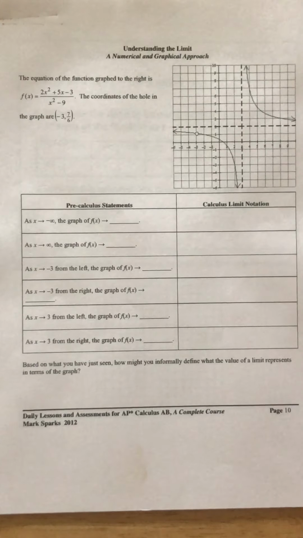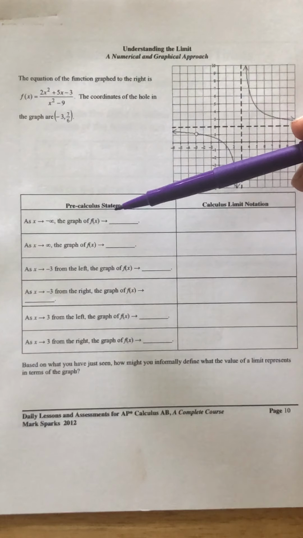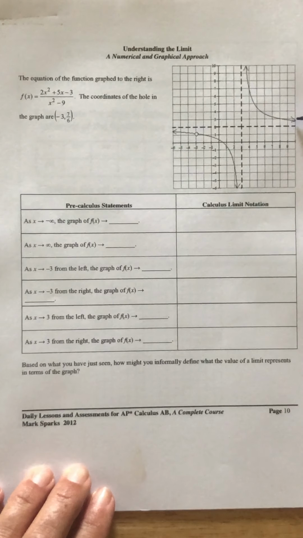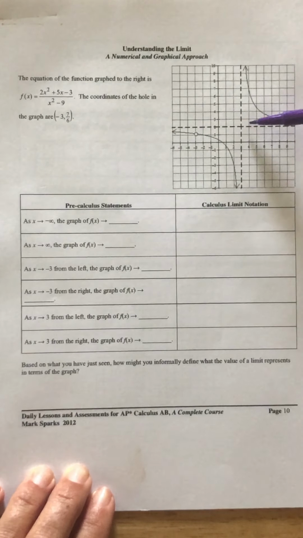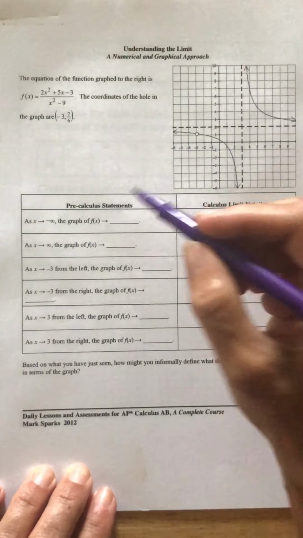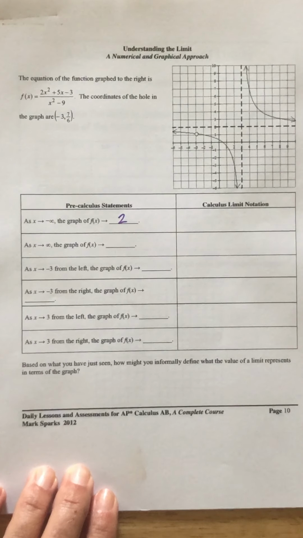Let's just take a look at the graph. Let's look at our first statement. It says as x approaches negative infinity, the graph of f of x goes to. All right, so we want to know as x is getting bigger, where is y going? And as x is getting larger, so going to the right, it looks like it's going to just hit that asymptote. That asymptote has a y value of 2. So right here, that's going to be your answer.